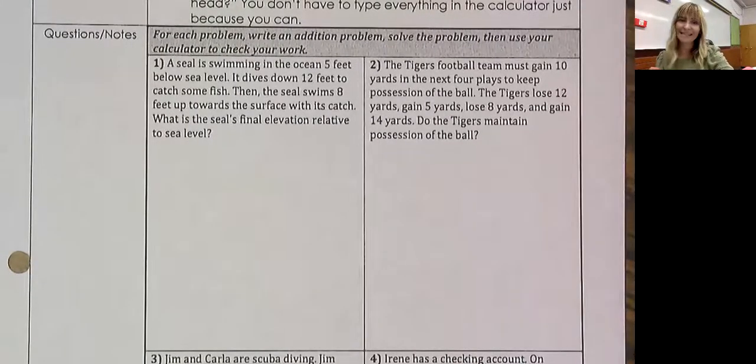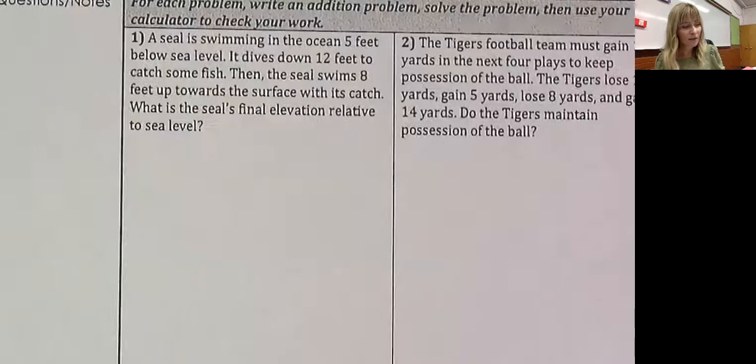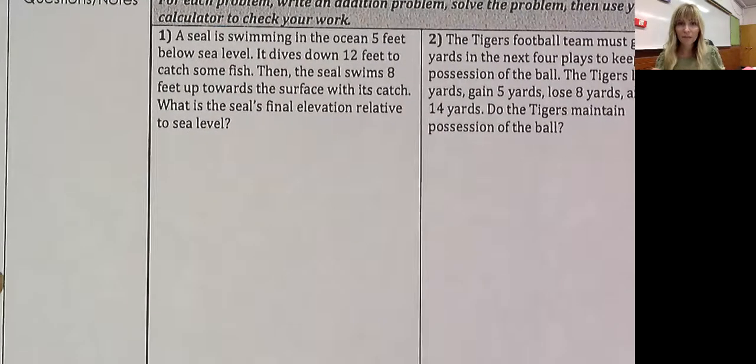It says a seal is swimming in the ocean 5 feet below sea level. It dives down 12 feet to catch some fish. Then the seal swims 8 feet up towards the surface with its catch. What is the seal's final elevation relative to sea level? Sometimes when I read these problems, what I would recommend for you to do while I'm reading it out loud is annotate it a little bit.